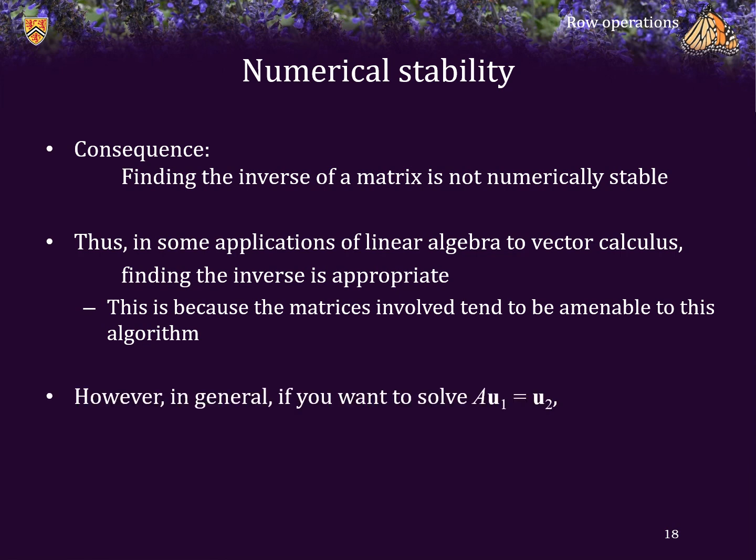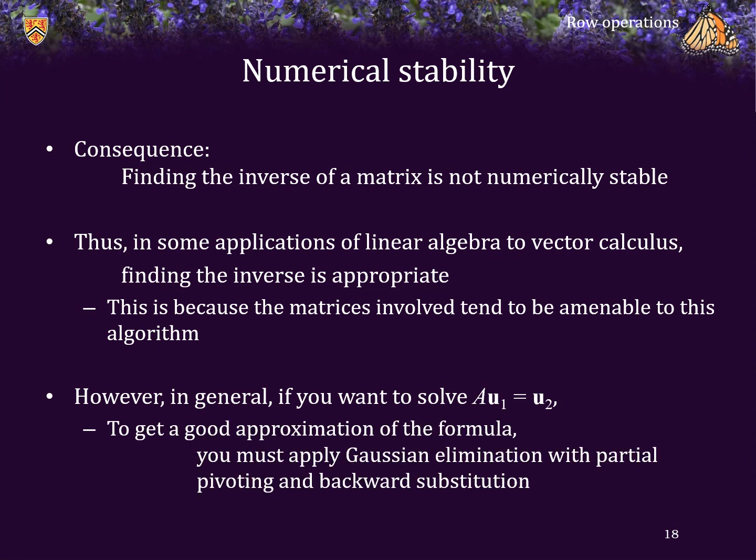However, in general, if you want to solve a matrix A times U1 equaling a target vector U2, and you want to find the vector U1, to get a good approximation, you must apply Gaussian elimination with partial pivoting and backward substitution, and never calculate the inverse of the matrix A and then find U1 by multiplying the vector U2 by the inverse of A.